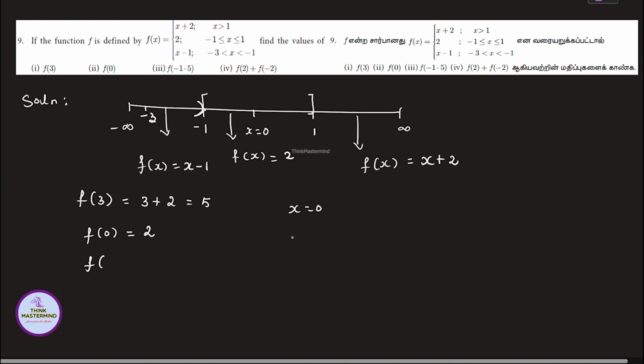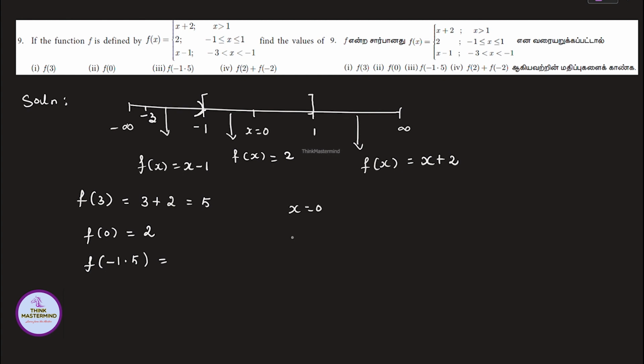Next, f of minus 1.5. So that is less than minus 1 and greater than minus 3. Therefore, minus 1.5 lies between the interval minus 3 and minus 1. Therefore, the corresponding function is x minus 1. Therefore, minus 1.5 minus 1, that is minus 2.5.